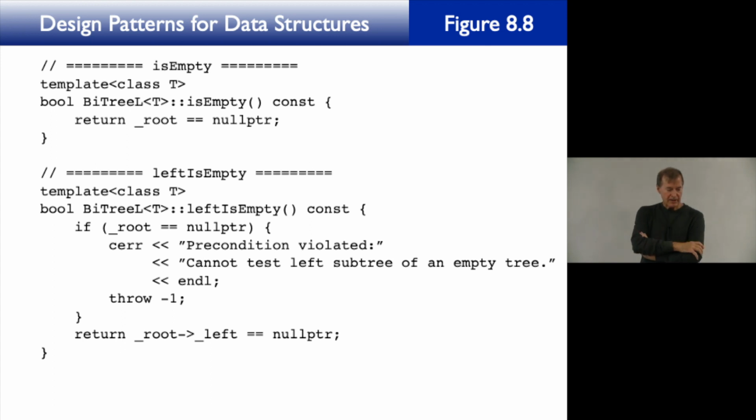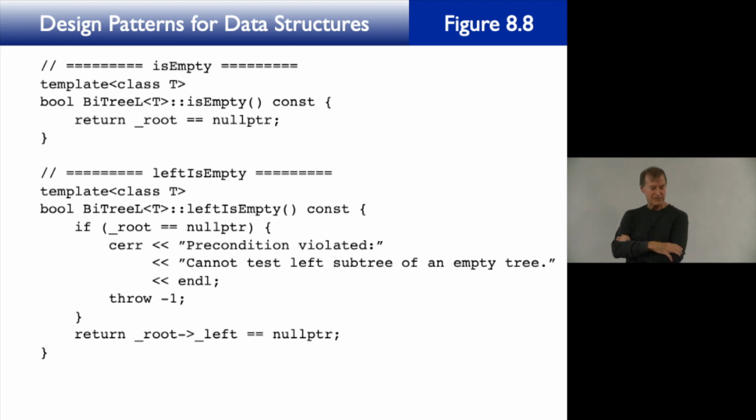So is_empty is very simple. There's only a tree version of it, and all it does is the by tree L : is_empty. It has as an attribute a _root, and all it does is just return _root == null pointer. So if the root is the null pointer, then it's empty, and if it's not, it's not.